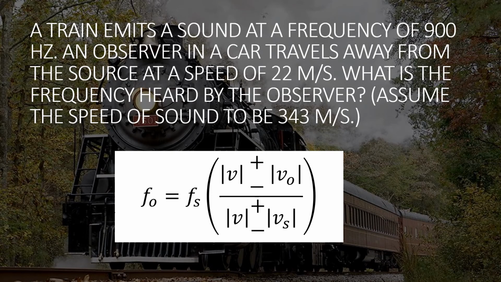Here is an example of a problem you may see. A train emits a sound at a frequency of 900 Hz. An observer in a car travels away from the source at a speed of 22 meters per second. What is the frequency heard by the observer? Assume that the speed of sound is 343 meters per second.